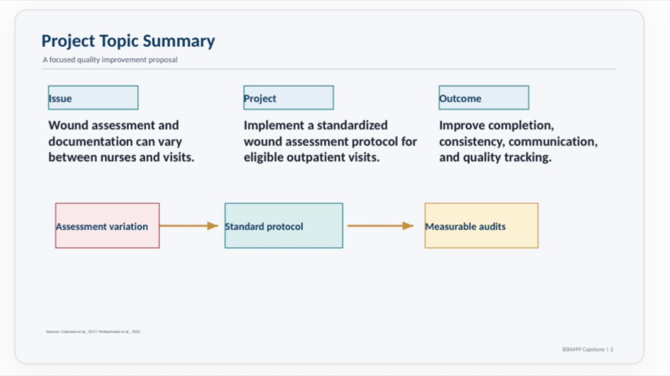The proposed project would guide nurses through the same core wound assessment elements during each eligible visit. These elements include wound type and location, length, width, depth, tissue characteristics, drainage, wound edges, peri-wound findings, pain, signs of infection, photographs or measurements when appropriate, escalation to the provider, and patient education.